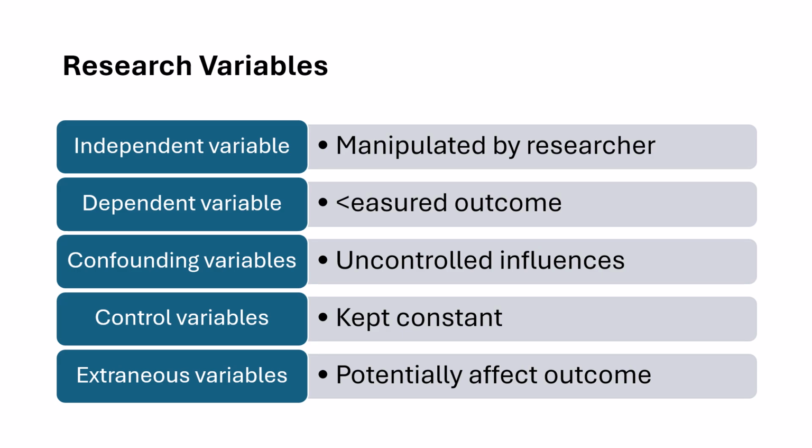One more time with variables because they're so important. The independent variable is what you manipulate. The dependent variable is the outcome you measure. Confounding variables are uncontrolled influences that might affect your results. Control variables are kept constant. And extraneous variables are those that potentially affect the outcome but aren't part of your study focus.